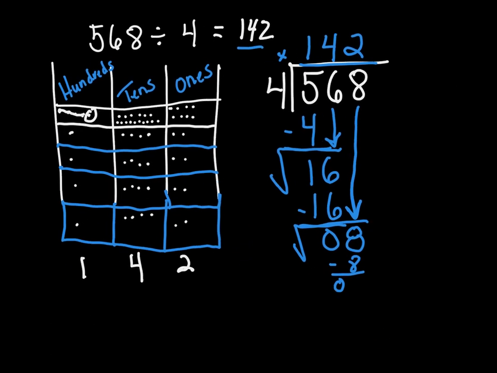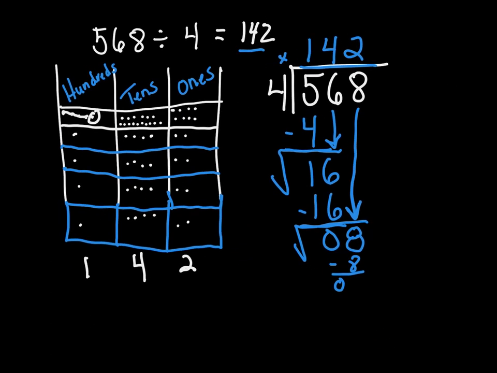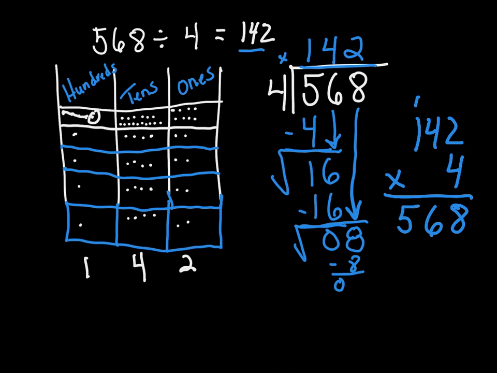And like I said, let's check. 142, we take the quotient and we multiply it by the number that we divide by. We get 8, 16, 500. So 568 matches the number that we're dividing into, so we did it correctly.